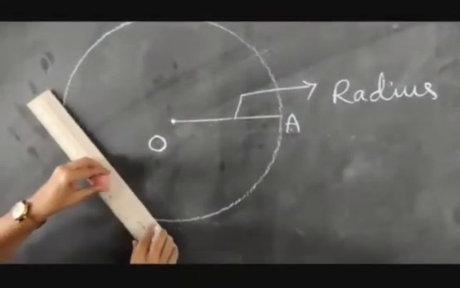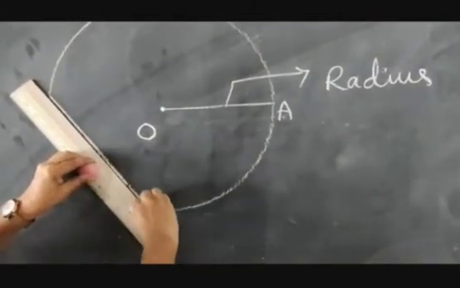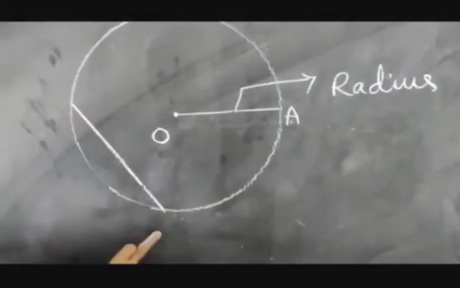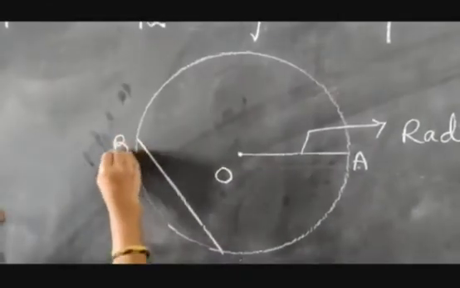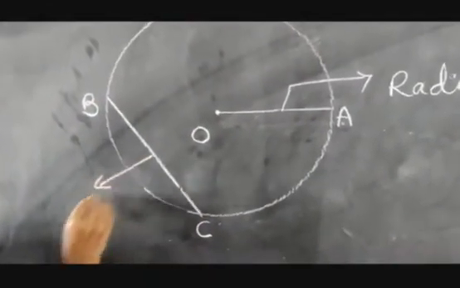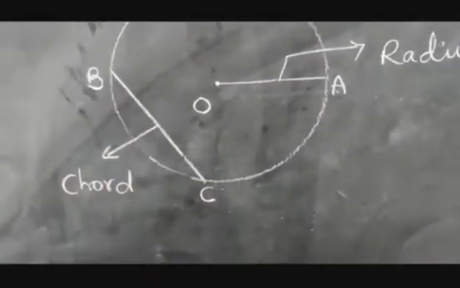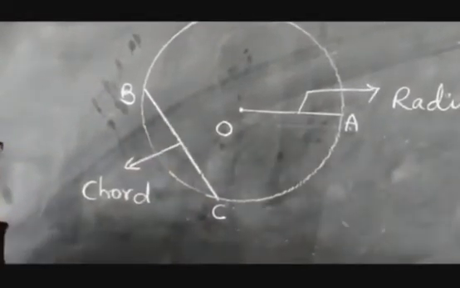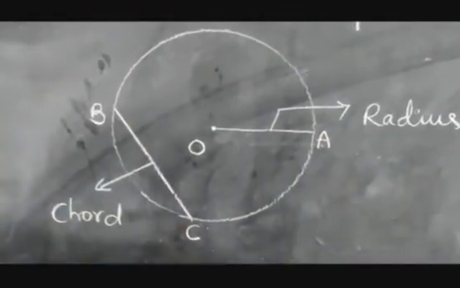Now here, from one edge to another edge, I draw a line segment. See, this is called a chord. Chord. Children, here I draw a chord. You can draw anywhere, here or anywhere you can draw, children.